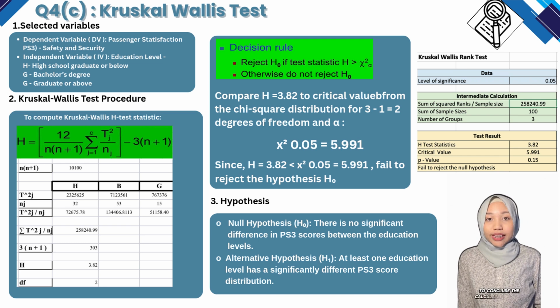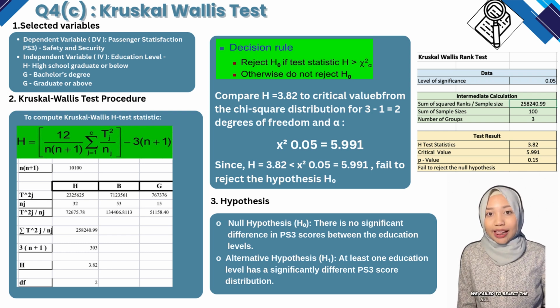To conclude, the calculated Kruskal-Wallis H value is 3.82, which is lower than the critical chi-square value of 5.991 at a 5% significance level with 2 degrees of freedom. The p-value is 0.15, which is also greater than 0.05. Based on this, we fail to reject the null hypothesis. This suggests that there is no statistically significant difference in the safety and security satisfaction score PS3 among passengers with different education levels, whether they are high school graduates, degree holders, or postgraduates.